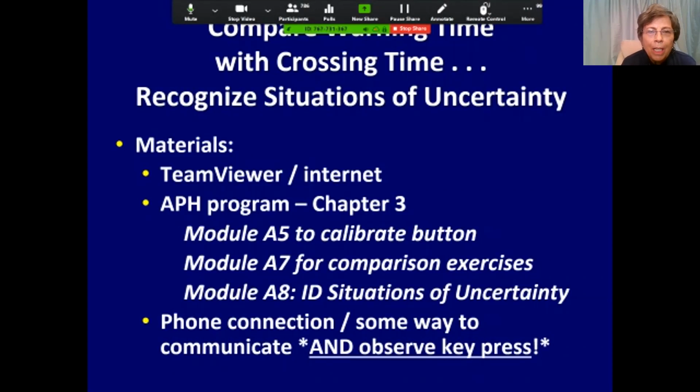So now I wanted him to learn to compare his crossing time with the warning time of approaching vehicles, and to be able to then put that together to recognize situations of uncertainty. The materials for that included, again, the TeamViewer and internet. The TeamViewer allowed him from his computer to press the key, and it worked on my computer.